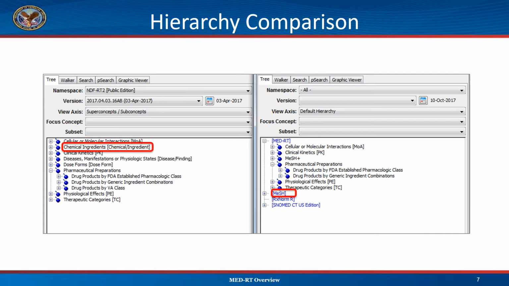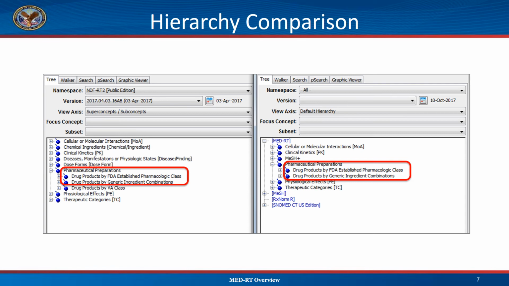Our first change is the chemical ingredients hierarchy. Previously, this hierarchy consisted of copied portions of MESH. Now that we are able to reference MESH directly, that hierarchy goes away. MESH is now an external terminology in the MED-RT world. Just like the MOA hierarchy, the clinical kinetics, or PK hierarchy, still is owned by MED-RT and remains in the MED-RT hierarchy. The disease findings hierarchy, just like the chemical ingredient hierarchy, is now referenced directly in MESH. Therefore, the copied over concepts from MESH in NDF-RT are no longer required.